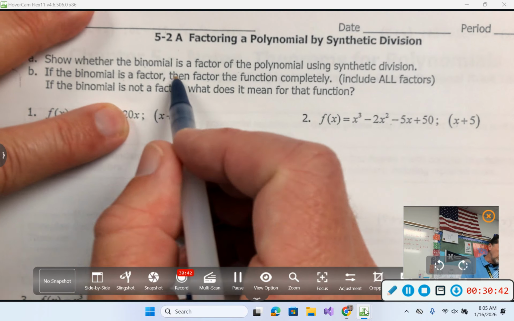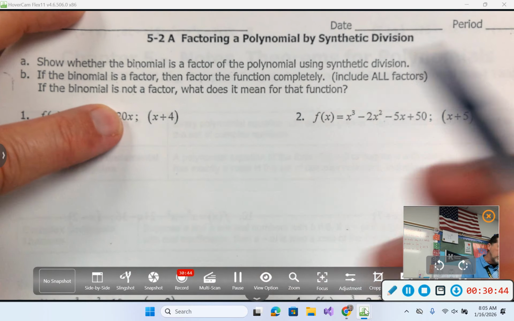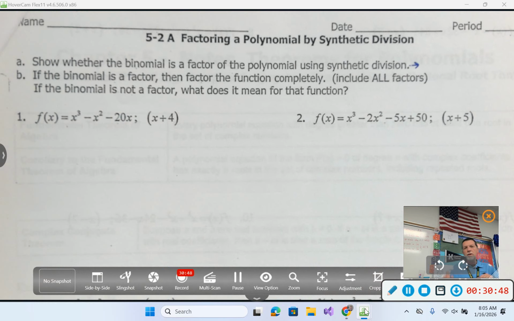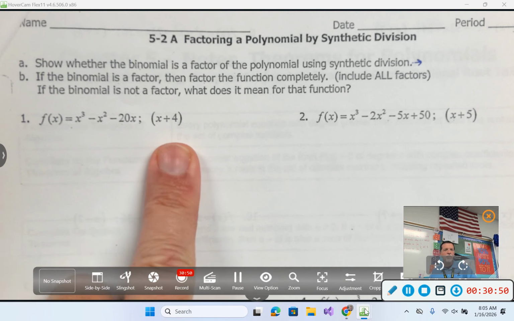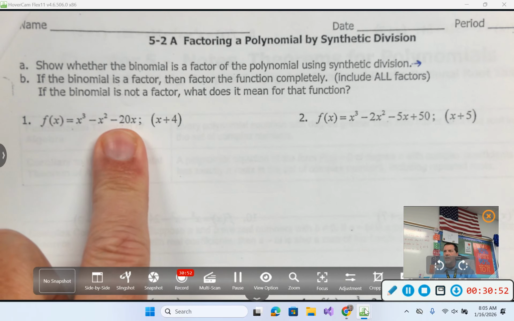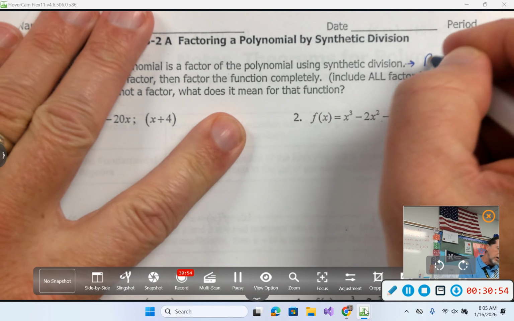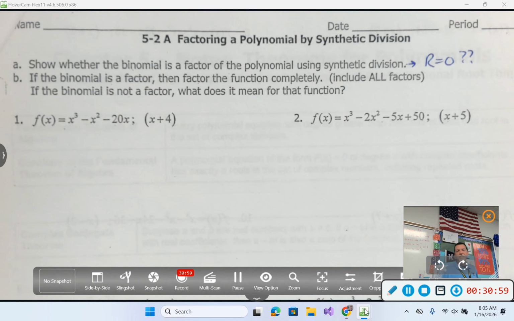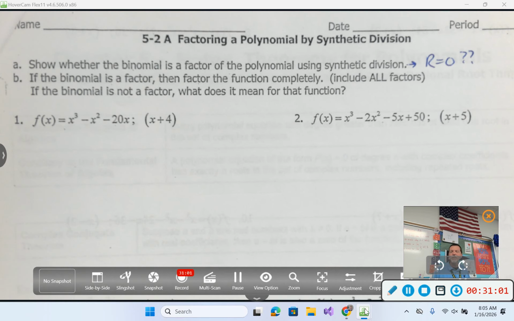Show whether the binomial is a factor of the polynomial using synthetic division. So what would I be looking for? What will be true if x plus 4 is a factor of this thing? R equals 0. So A is a fancy way of saying, does R equal 0? Because if R equals 0, it's a factor.